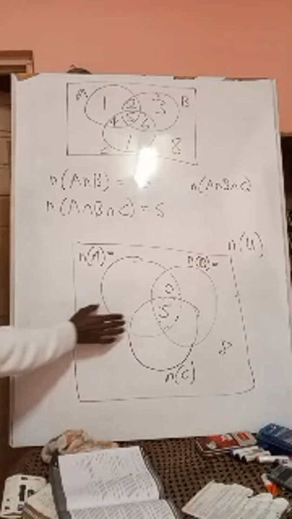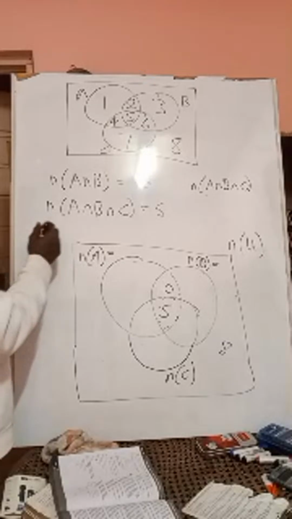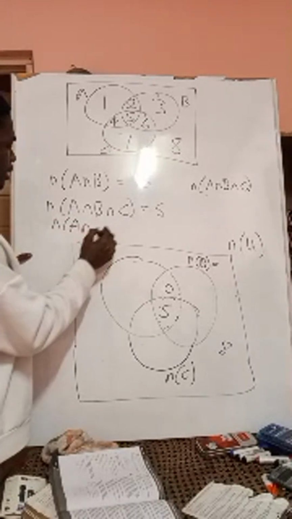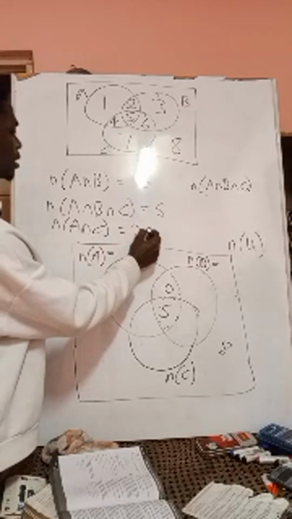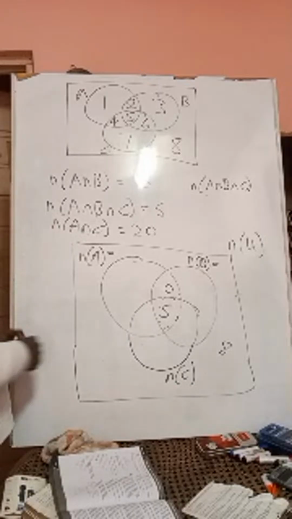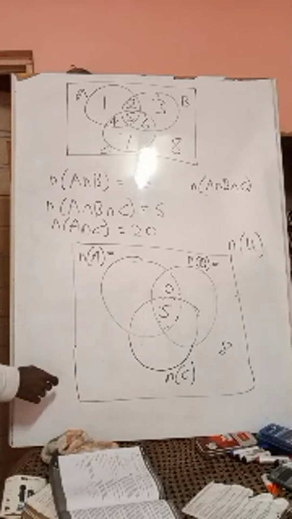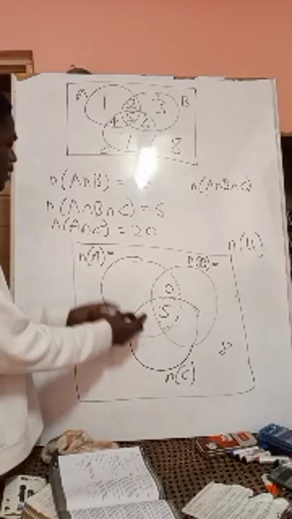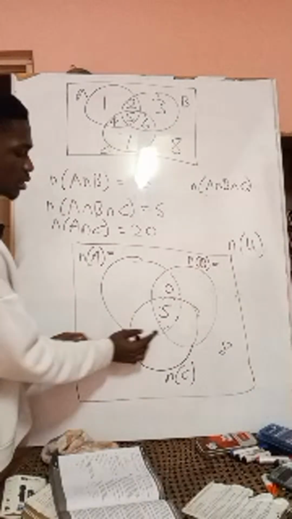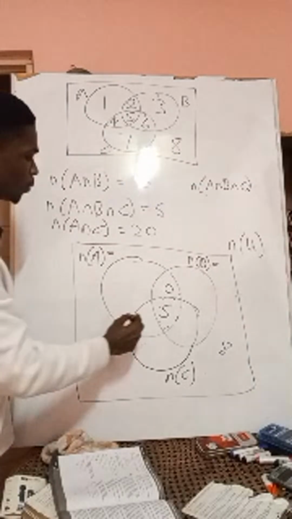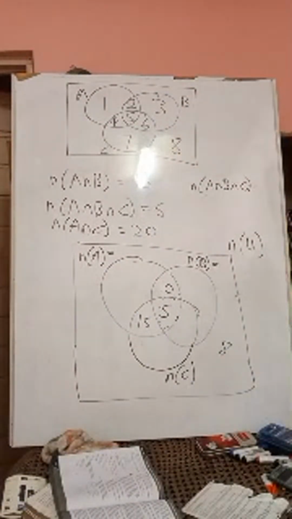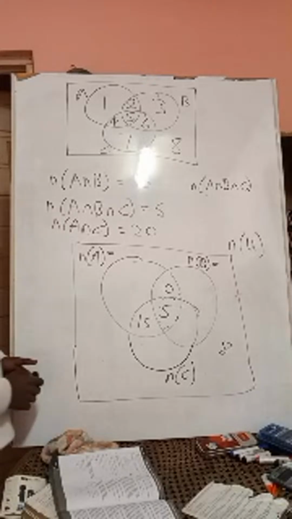Now let's continue. You're done with this one. When they say the number of A intersection C equals 20, what will you write here? 15. That's good. The reason is that A intersection C is this region, which is region 4 and region 5, so here will be 15. Is it clear?